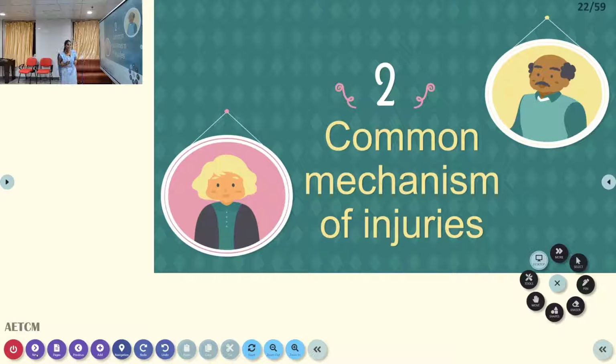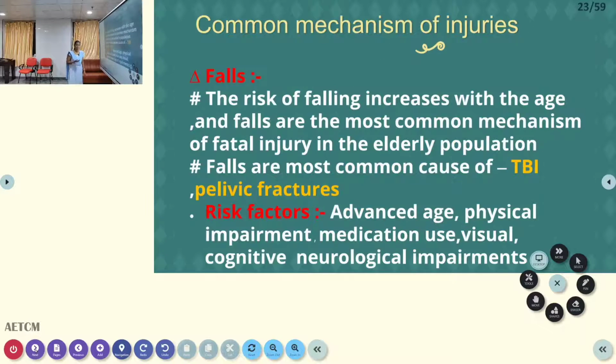Now we will discuss the common mechanisms of injury. The common mechanisms of injury in the geriatric age group are falls, motor vehicle collisions, burns, and penetrating injuries. We will discuss them one by one. First, falls: there is an increased risk of falling with age. Falls are the most common mechanism.